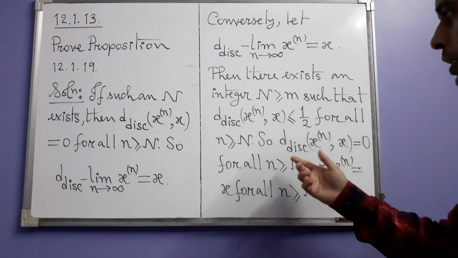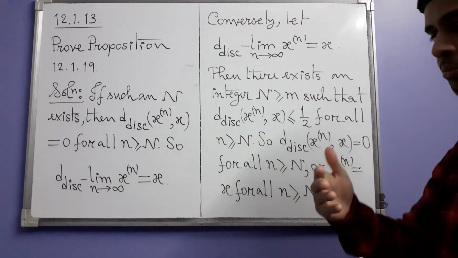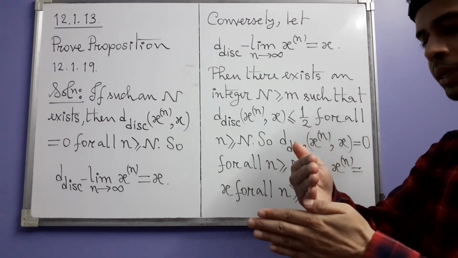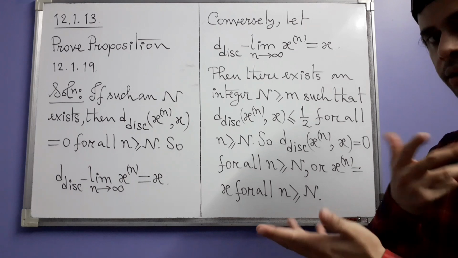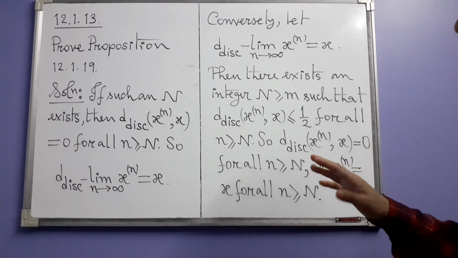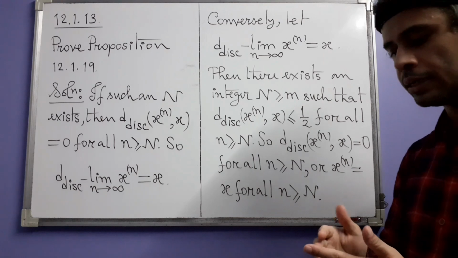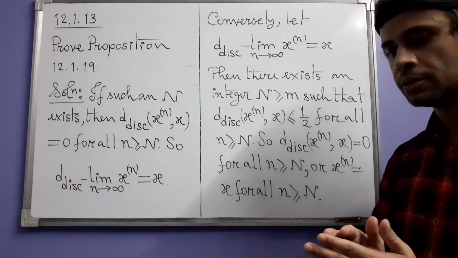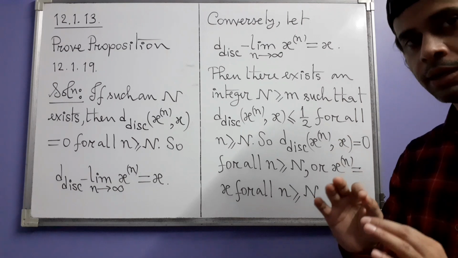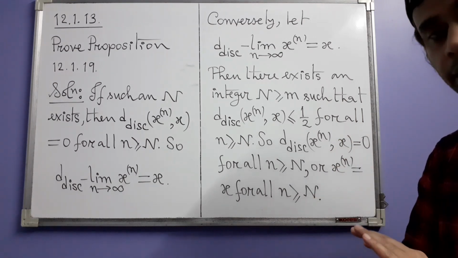This type of sequence, not just in a metric space but anywhere where eventually all the terms become constant, is called an eventually constant sequence. So this proposition is stating that in a discrete metric space, only eventually constant sequences are convergent, nothing else.